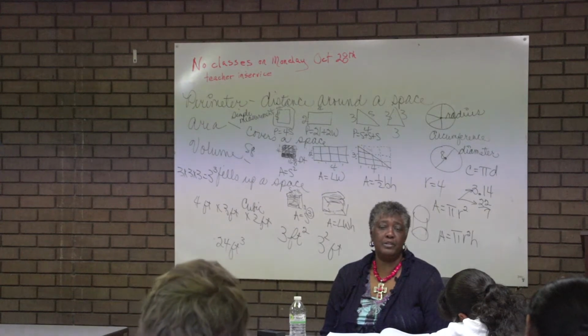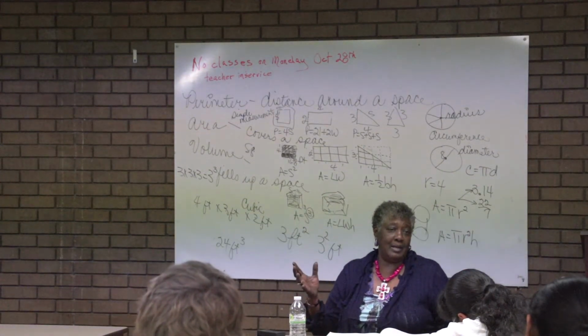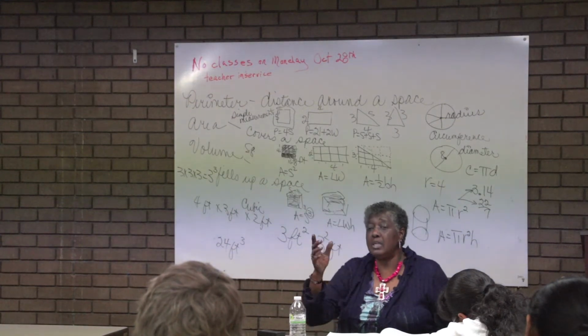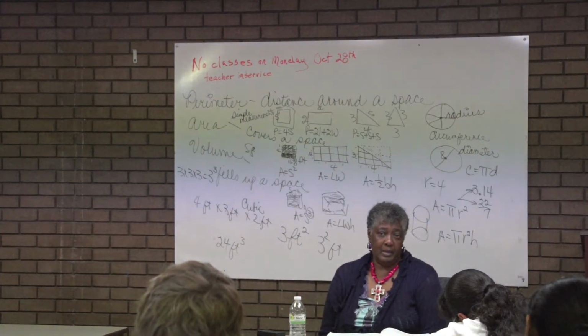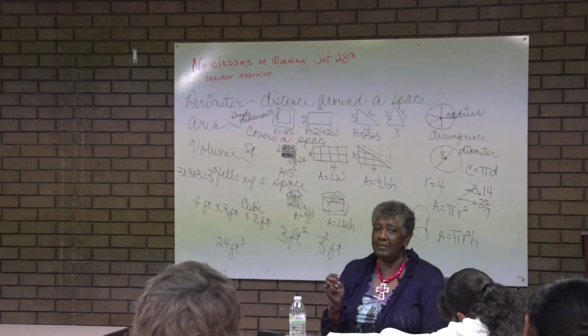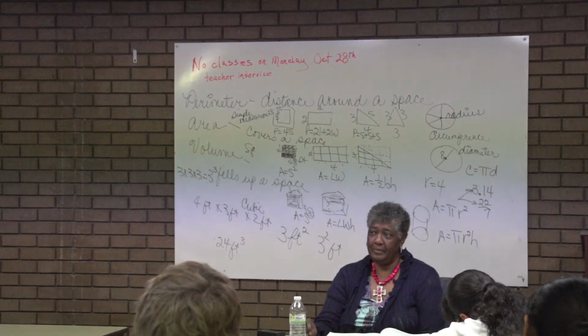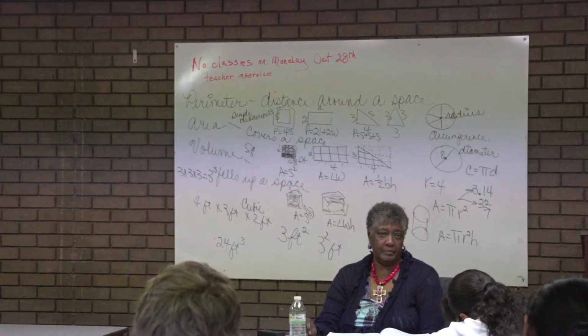The only one different is triangle because it's not whole. It's still side times side, but then what do you do? Take half of it. So a square is side times side, rectangle side times side, triangle is side times side, take half of it. And that's the area. Okay?